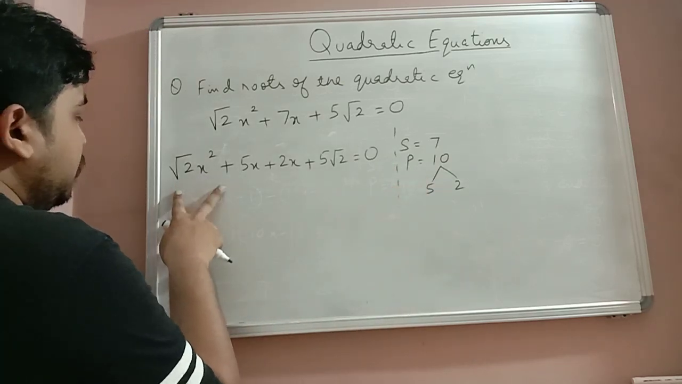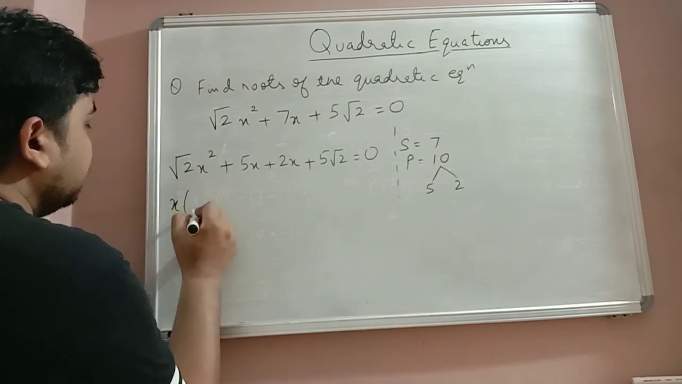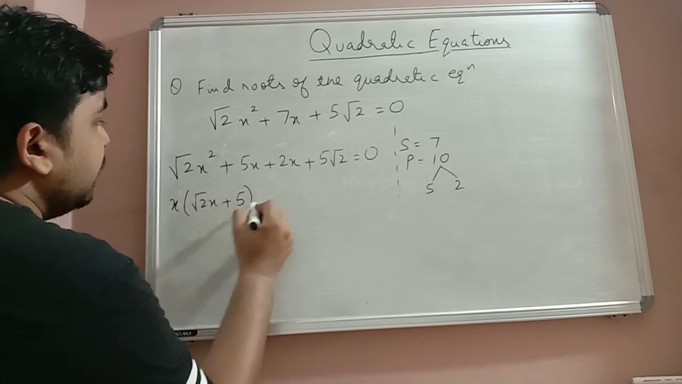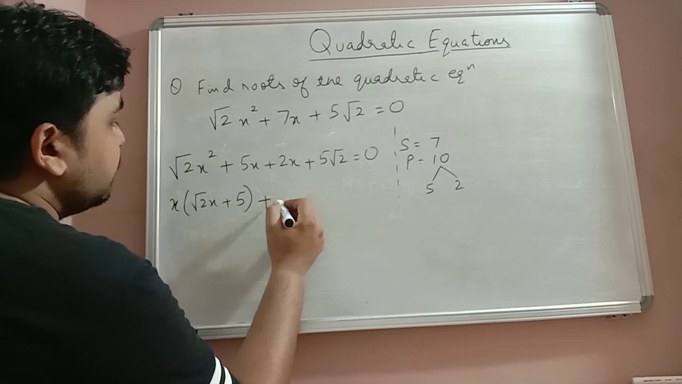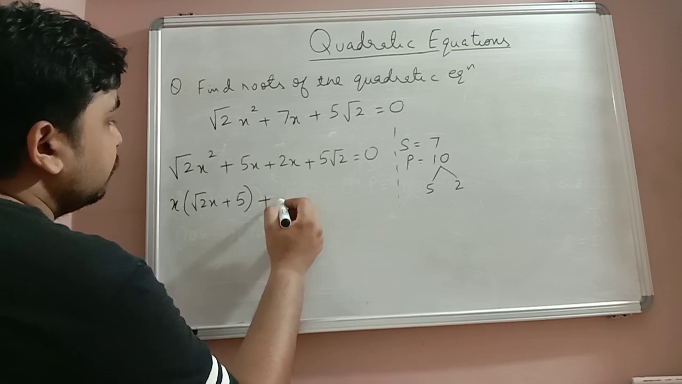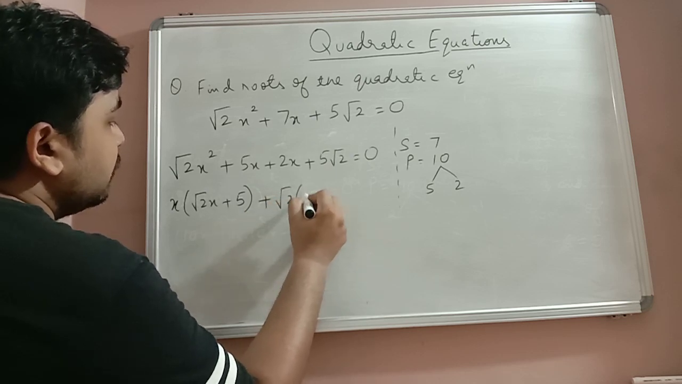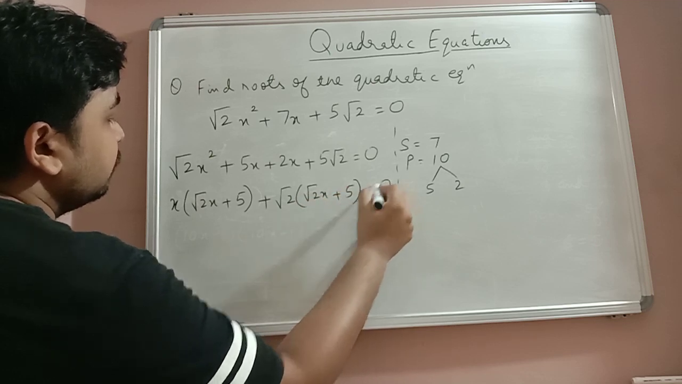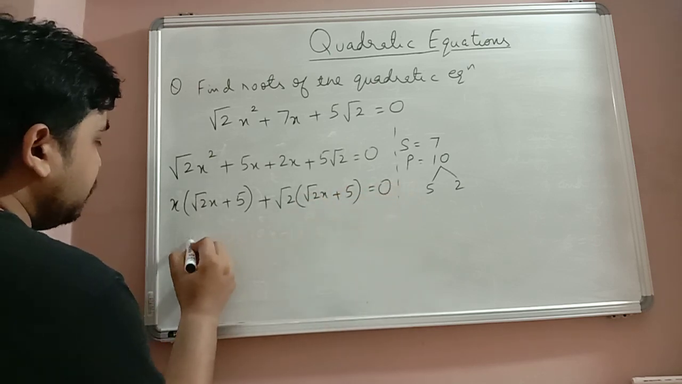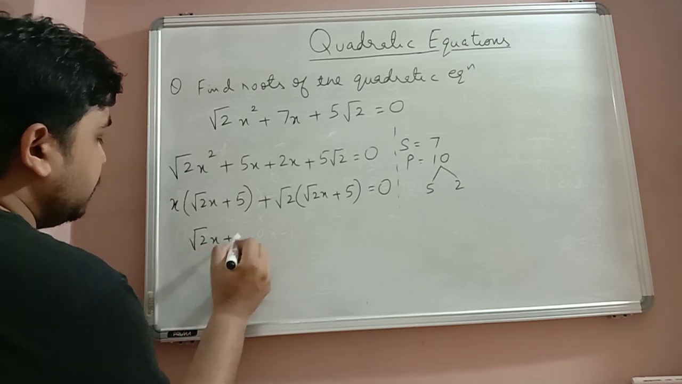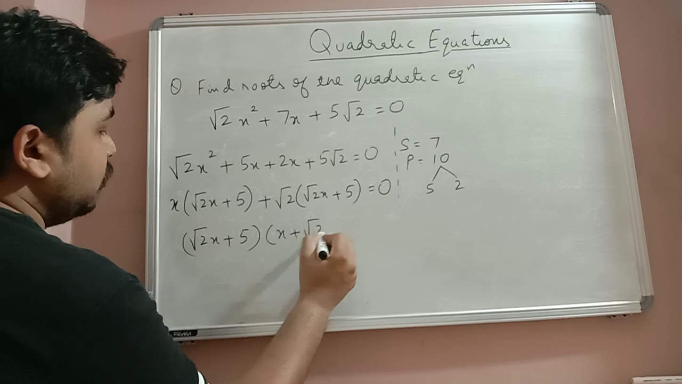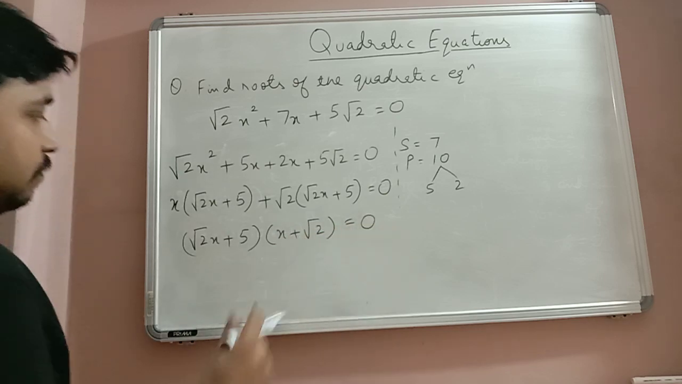Now in the first two terms x is common, so we'll get root 2x plus 5, and in the next two terms root 2 is common, so I'll get root 2x plus 5. So in both the terms root 2x plus 5 is common and we are left with x plus root 2 equals to 0.